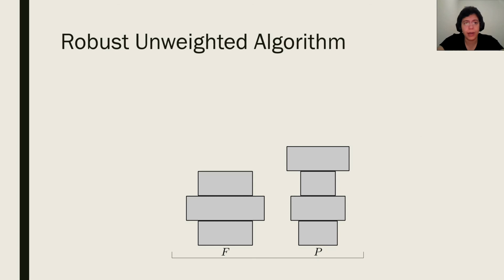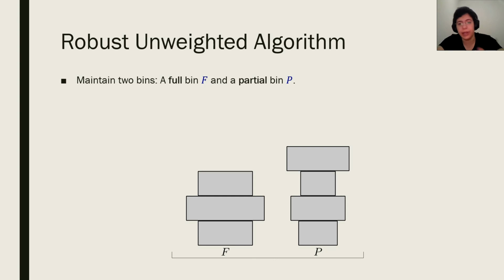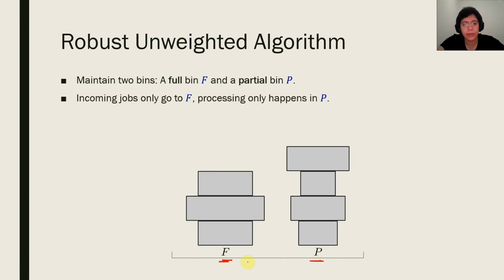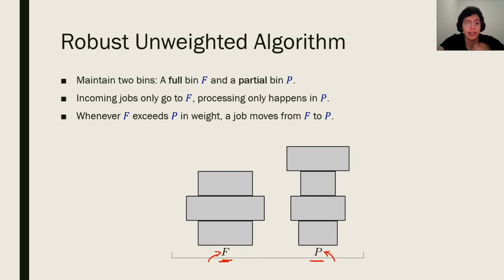Now, our robust unweighted algorithm consists of the following. It maintains two bins, a full bin F and a partial bin P. Here the full bin F contains 3 jobs and P contains 4 jobs. Incoming jobs only go to the bin F, while processing only happens in P. And whenever F exceeds P in weight, a job moves from F to P. So if you consider the life cycle of a job, it arrives at F, then at some point it moves to P, then at P it is processed to completion.